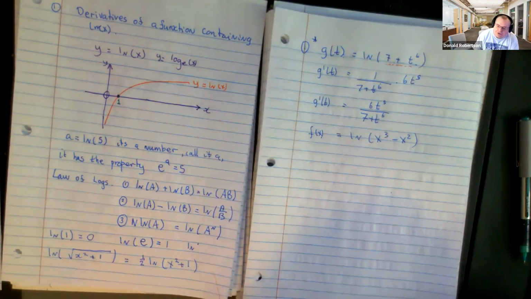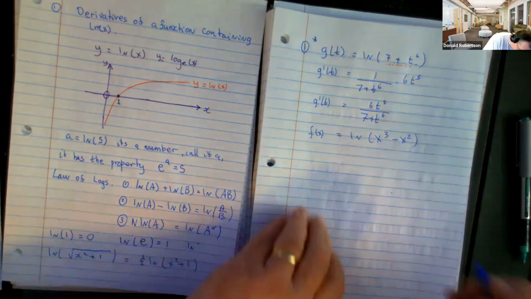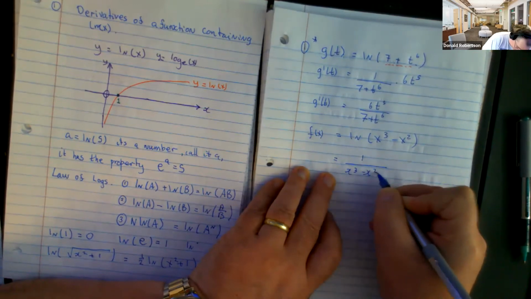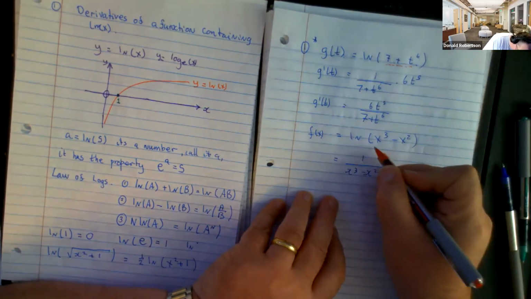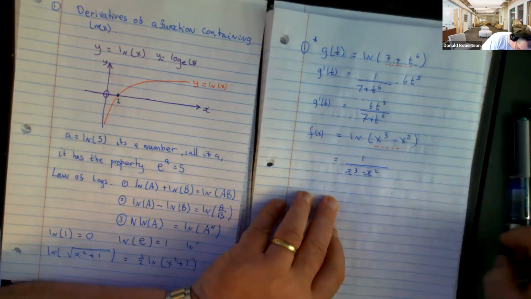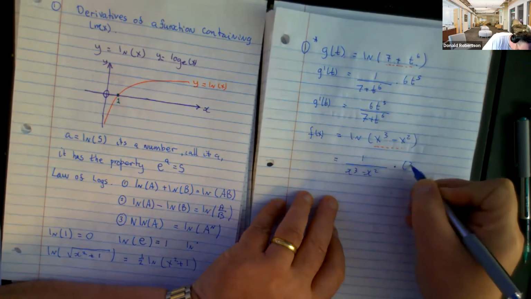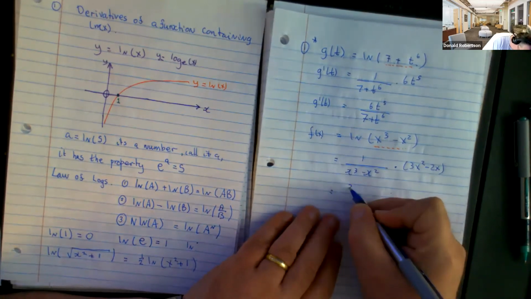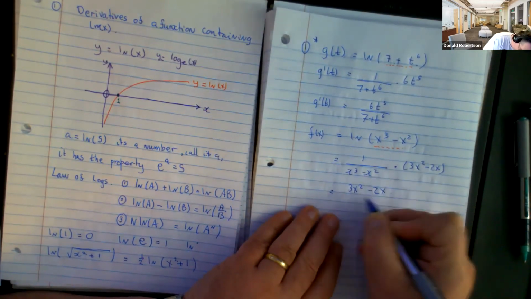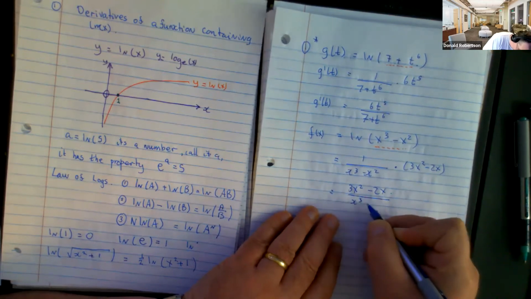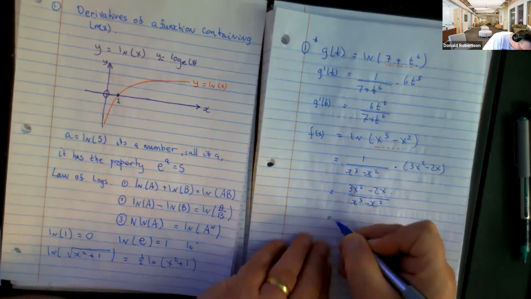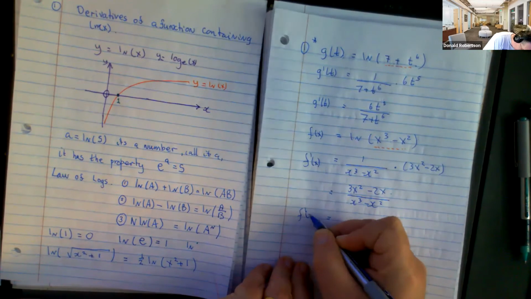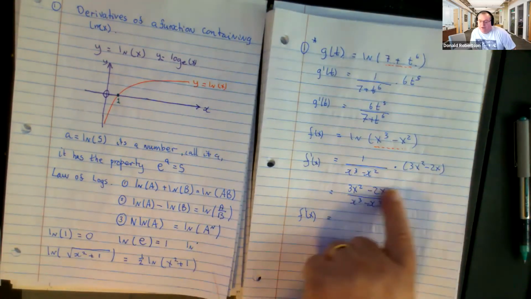Suppose I wanted to differentiate ln(x cubed take away x squared). That would be a chain rule. It's 1 over x cubed take away x squared, right? 1 over what we call the inside function times the derivative of the inside function. And this would be 3x squared take away 2x over x cubed take away x squared. And that is definitely the answer.